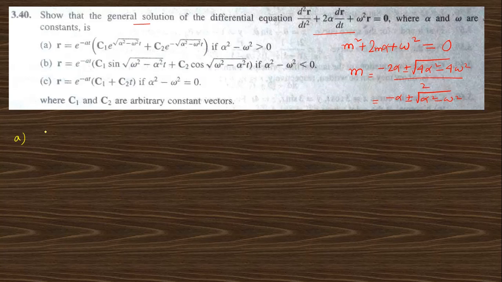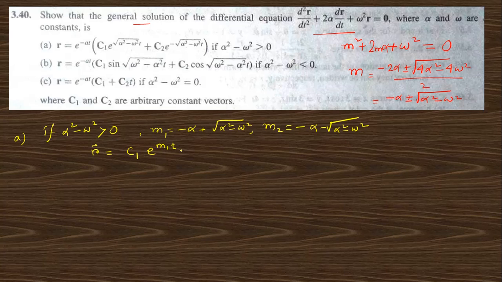First condition: if alpha square minus omega square is greater than 0, that means this is real and the roots are M1 equals minus alpha plus root under alpha square minus omega square, and M2 equals minus alpha minus root under alpha square minus omega square. So the solution will be r vector equals C1 e to the power M1 t plus C2 e to the power M2 t, where C1 and C2 are arbitrary vector constants.